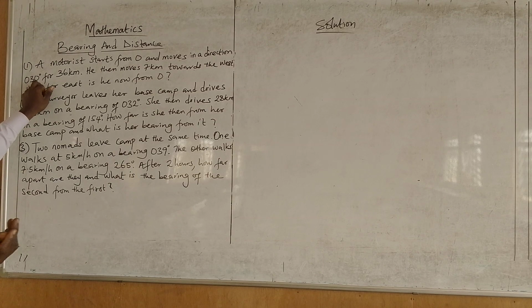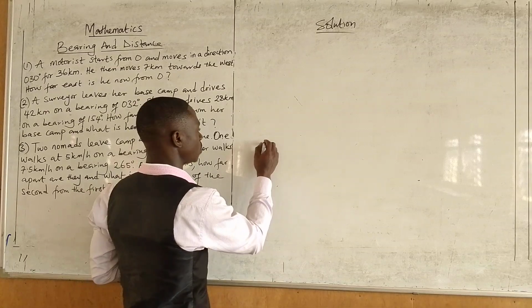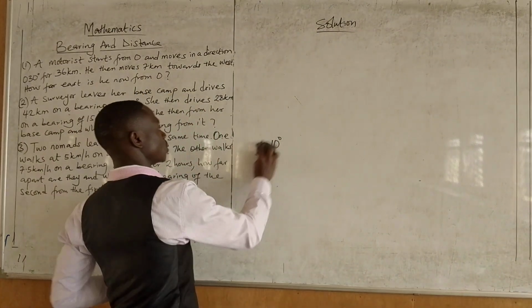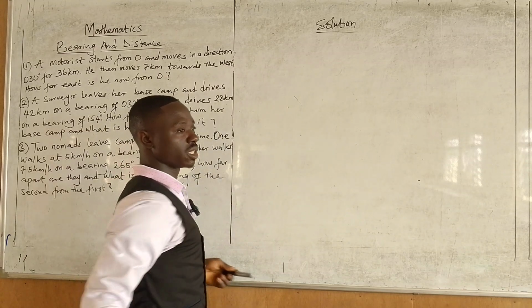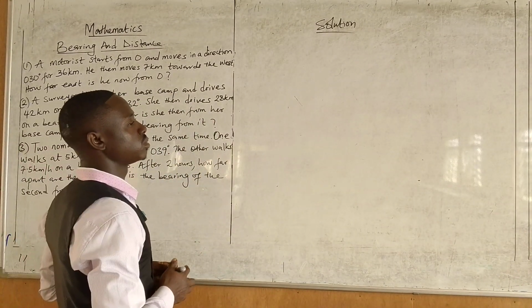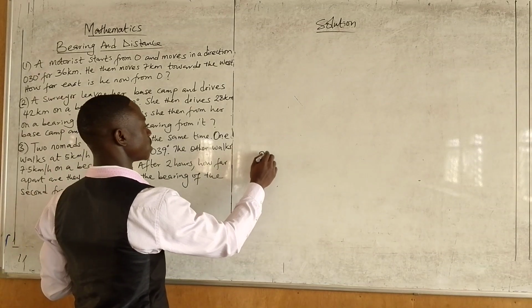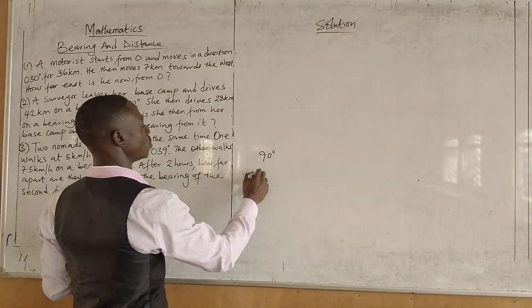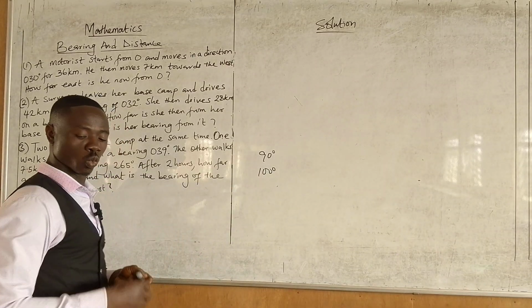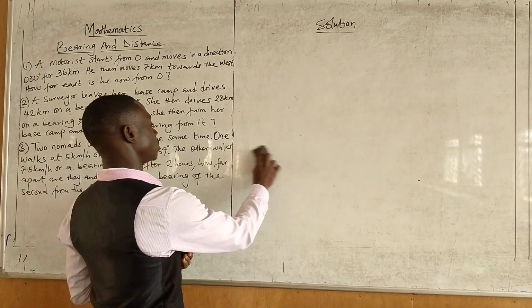For example, 10 degree will be written 010 degree, and so on and so forth. But any angle from 90 and above, they write it the way it is. 100 degree, and so on and so forth. So they can't write 100. All right.